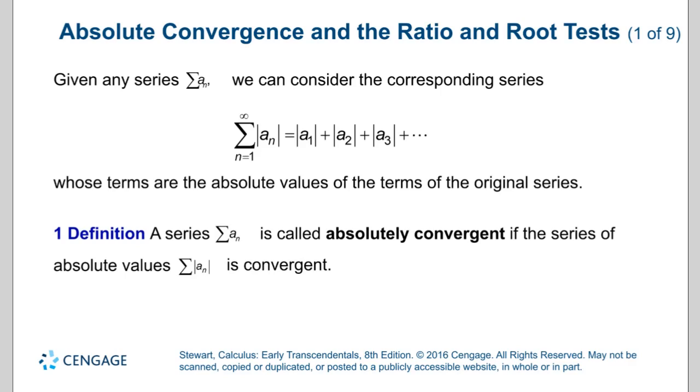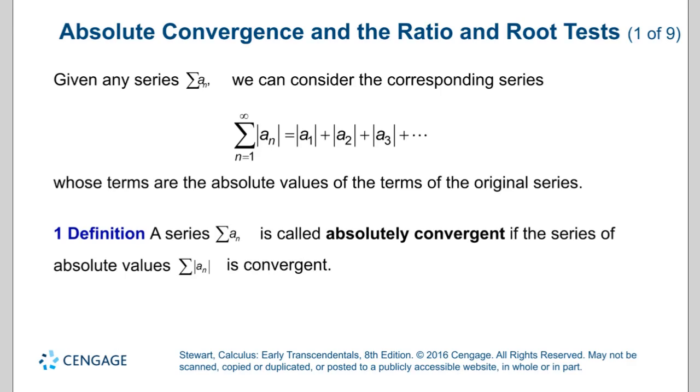In this lesson, we're going to look at what absolute convergence is. So absolute convergence says that given any series, we can consider a corresponding series, which is the same series with the absolute value. If you remember from one of the other lessons when we looked at alternating series, this basically makes all the values positive.